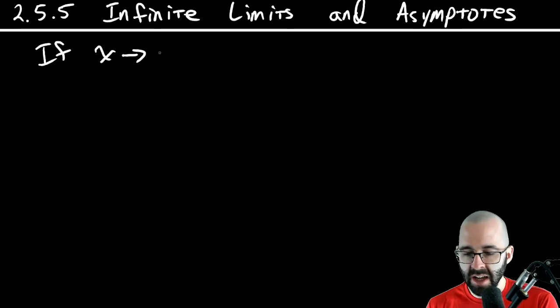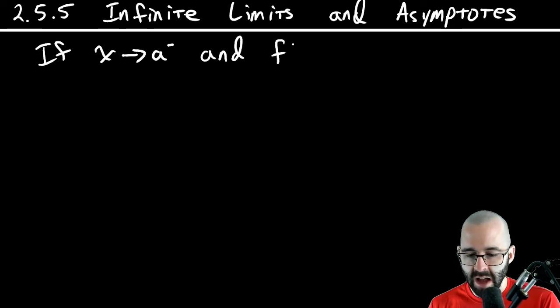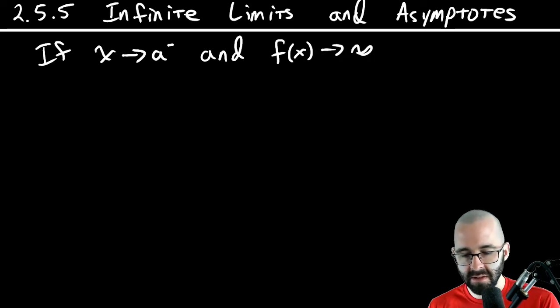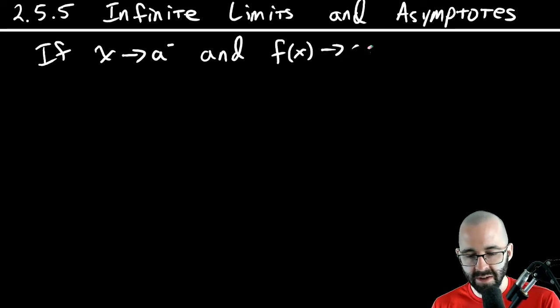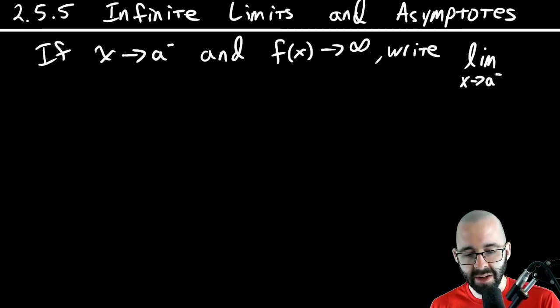If x approaches a from the left or from the right, and f of x approaches infinity. Ooh, that's a weird infinity. F of x approaches infinity. We write that the limit as x approaches a from the left of this function is equal to infinity.